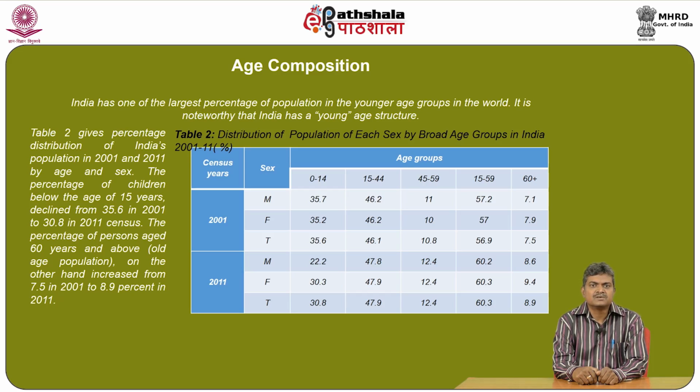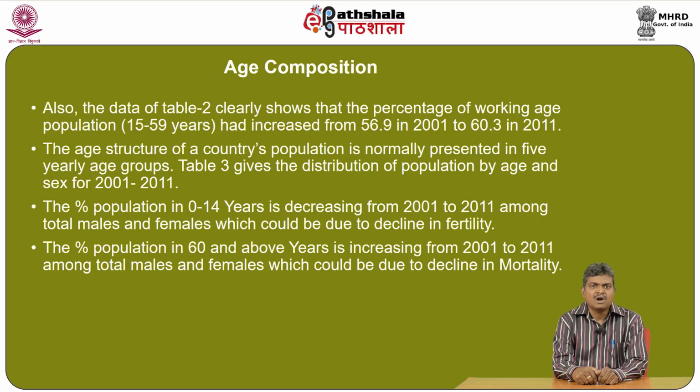We can see the figures shown in this particular table. This table describes the distribution of population of each sex by broad age groups in India in 2001 and 2011. Also, the data of Table 2 clearly shows that the percentage of the working age population, 15 to 59 years, increased from 56.9 in 2001 to 60.3 in 2011.